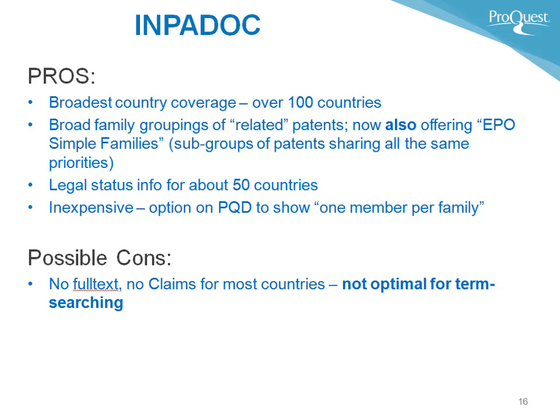The family information can be found in INPADOC two different ways. It gives you what's called the EPO simple families, and that is the group of patents that share all of the same priorities. Those are going to be very, very similar to each other.